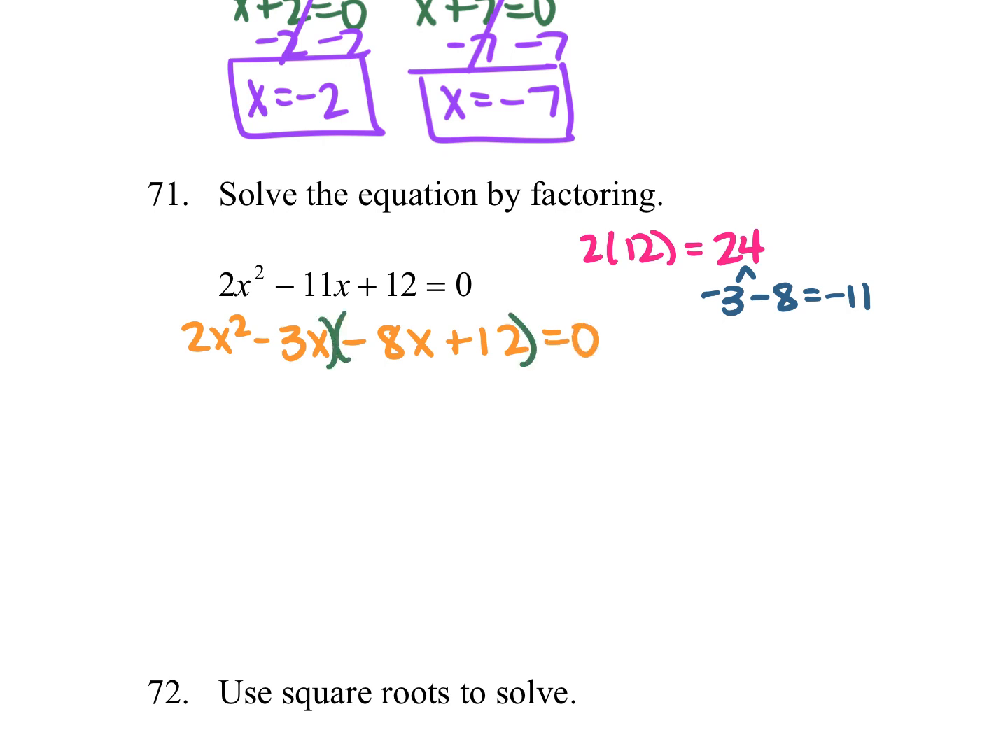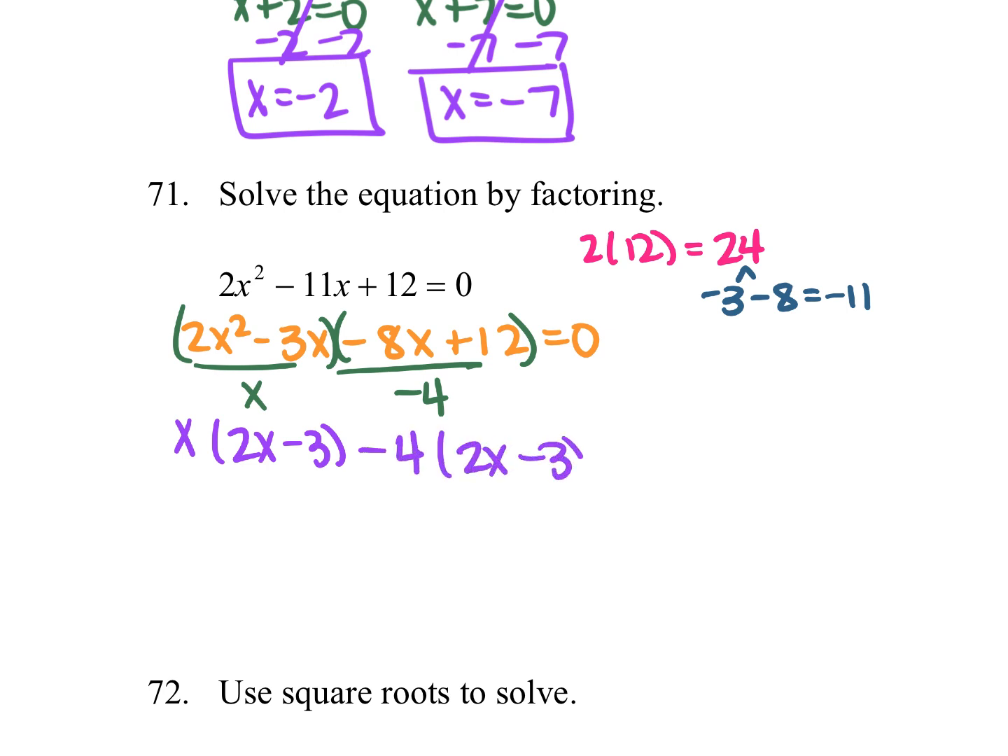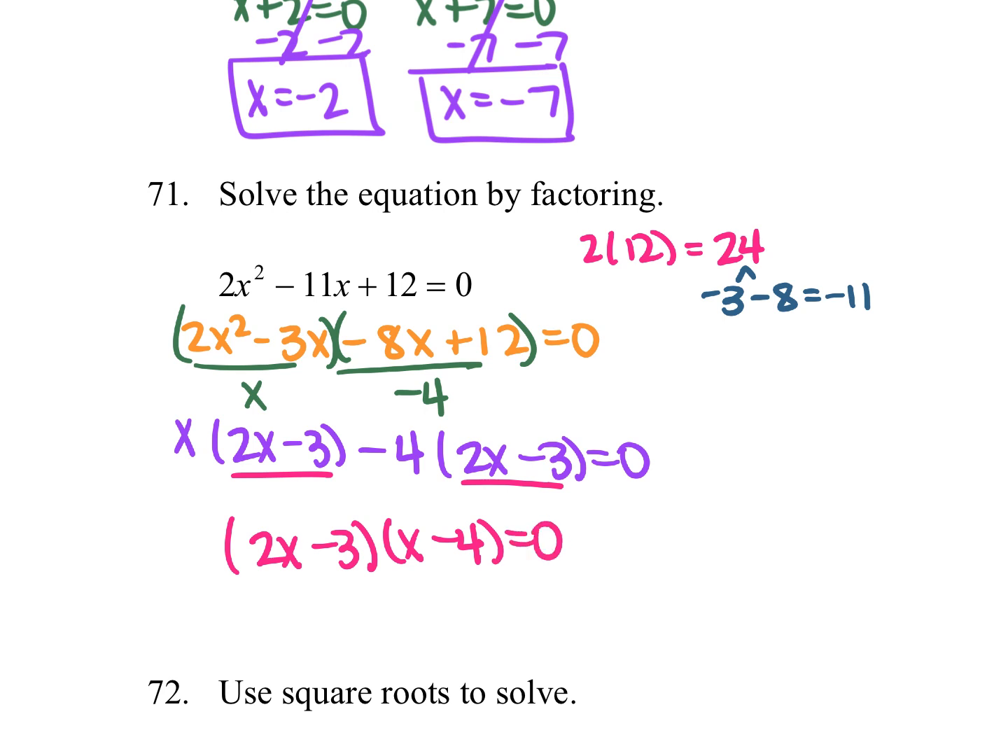Factor by grouping. Factor out an x from the first, a negative 4 from the second. That gives us x times (2x minus 3) minus 4 times (2x minus 3) is equal to 0. The two sets of parentheses are identical, so it's (2x minus 3) times (x minus 4) is equal to 0. You set them both equal to 0 and you solve. You get that x is equal to 3/2 and x is equal to 4.